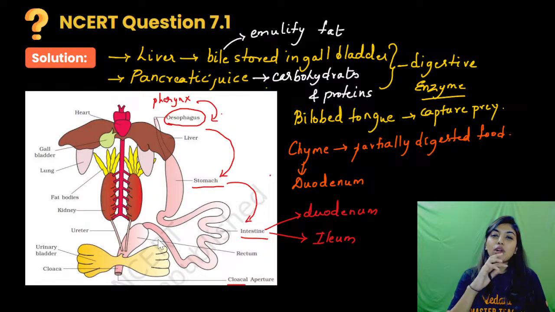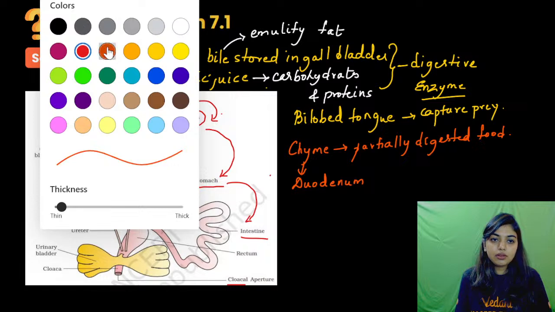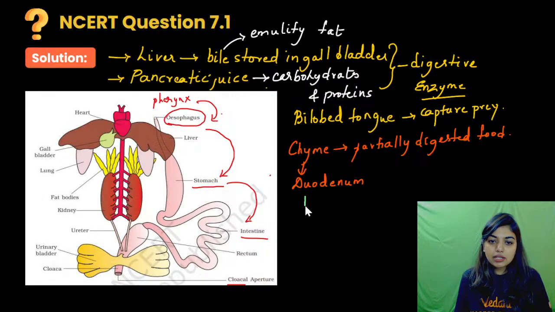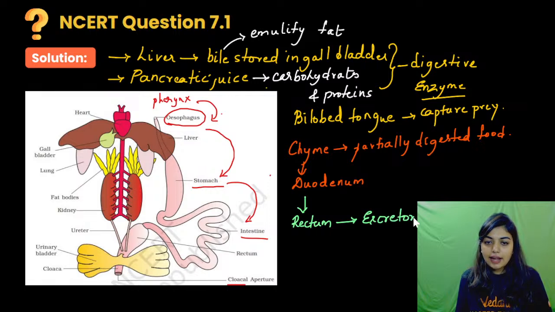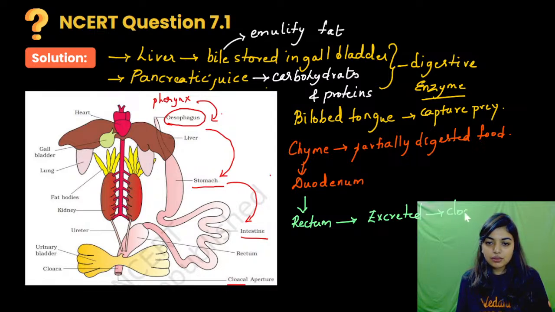Now, whatever is unnecessary, a lot of waste material, from the duodenum will be passed on to your rectum. From the rectum it will be excreted, that is the excretory system, that's why we're not talking about it here. It will be excreted through the cloacal aperture.